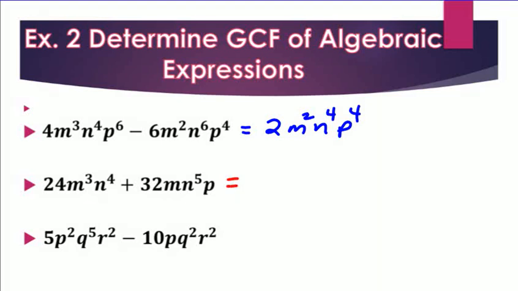Next one, the greatest common factor of 24 and 32. The biggest number I can factor out of both would be 8.